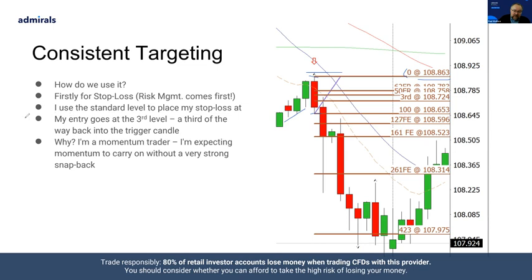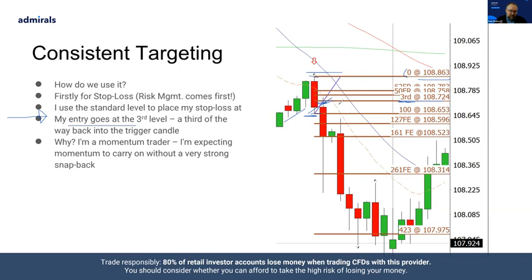But here's the interesting point, and this is the point to take notice of in terms of improving trade entries. When I've identified that, my entry goes at what is called the third level. Basically, I've got the Fib tool set up to identify where a third of the way back into my trigger candle is. So I'm not trading the break of the candle, I'm trading the price trade back into that candle. Why am I doing that?